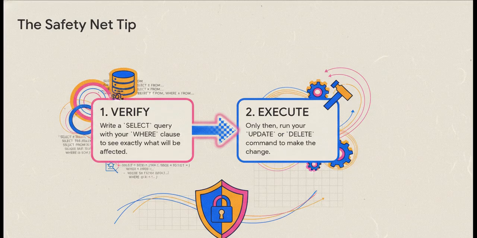And speaking of being careful, here is a pro tip that could literally save your career one day. So many catastrophic data bugs happen because of a forgotten where clause on an update or delete, so you have to build a safety net. Here's how. First, you write a select statement with the exact where clause you plan to use. You run it, you look at the results, and you verify it's only touching the rows you want. And only then do you run the real command.